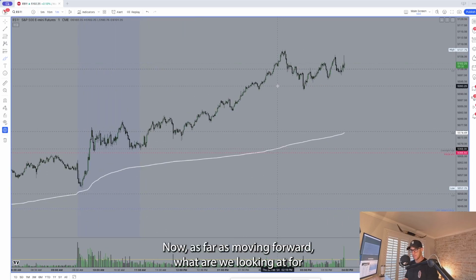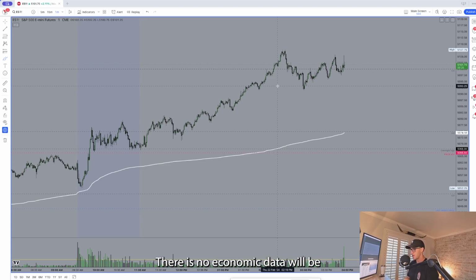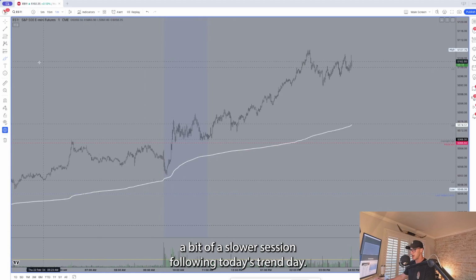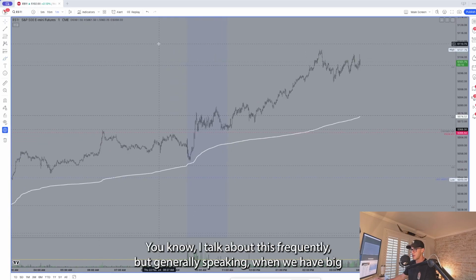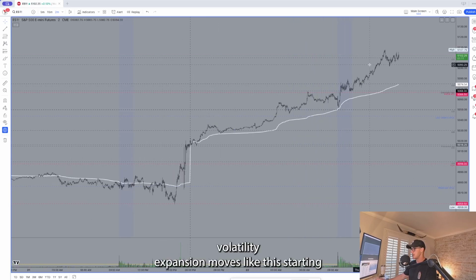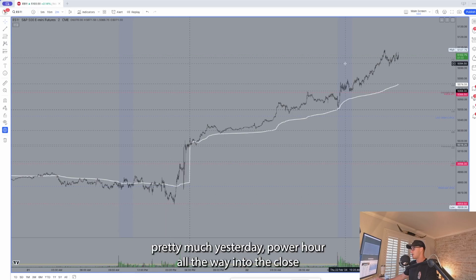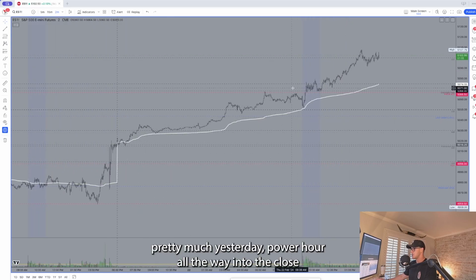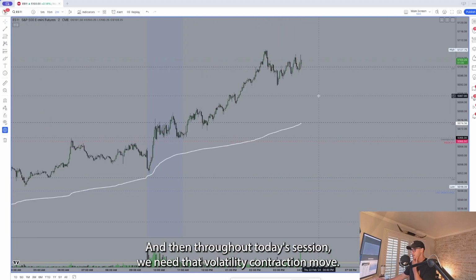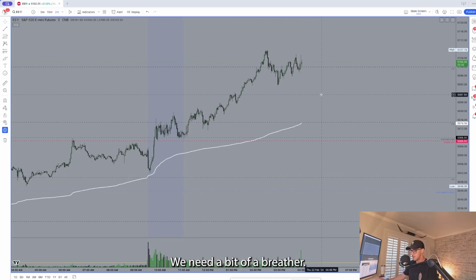Now, as far as moving forward, what are we looking at for Friday, tomorrow? There is no economic data. It will be, I'm imagining, a bit of a slower session following today's trend day. I talk about this frequently, but generally speaking, when we have big volatility expansion moves like this, starting pretty much yesterday power hour all the way into the close overnight as well, and then throughout today's session, we need that volatility contraction move. We need a bit of a breather.